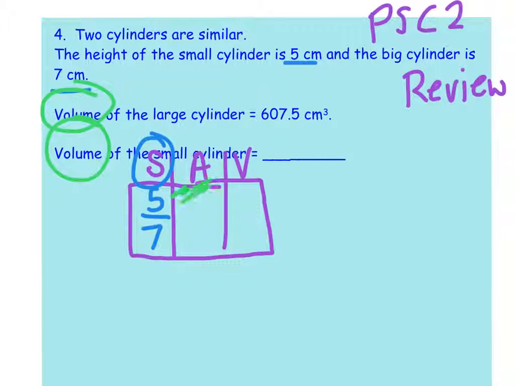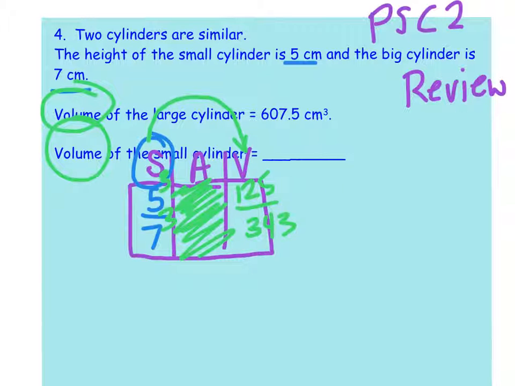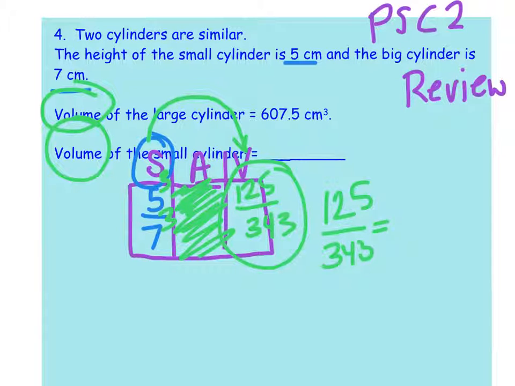So I'm going to get rid of this area part of the box, and I want to use my side length ratio to find a volume ratio. So I'll cube the 5 and I'll cube the 7, and that will give me 125 over 343. This is the ratio that I will set up to try and find the volume of the small cylinder.